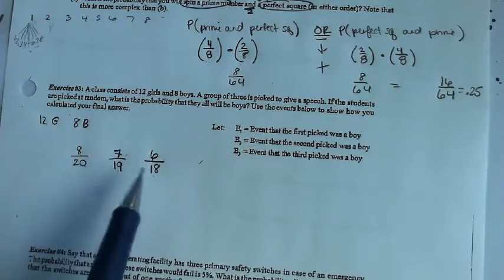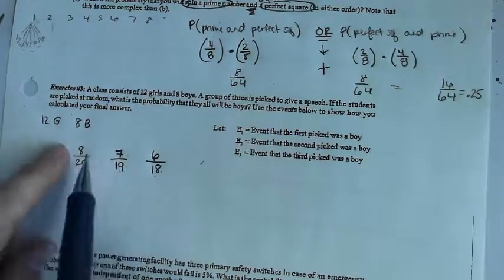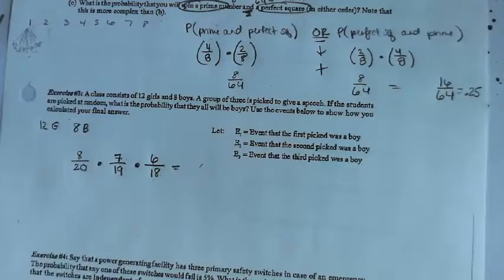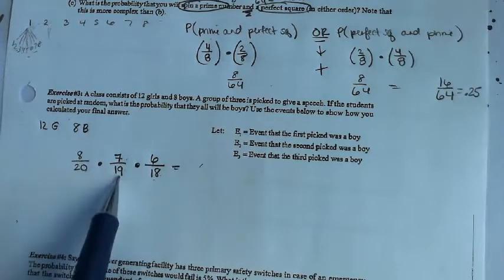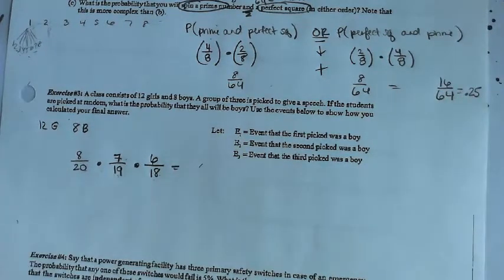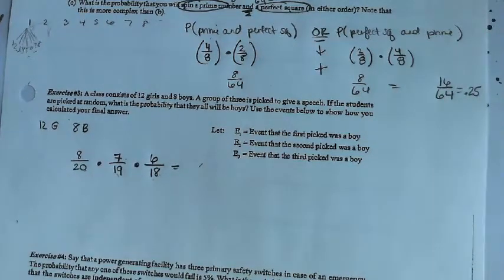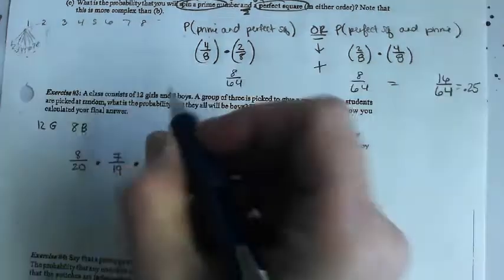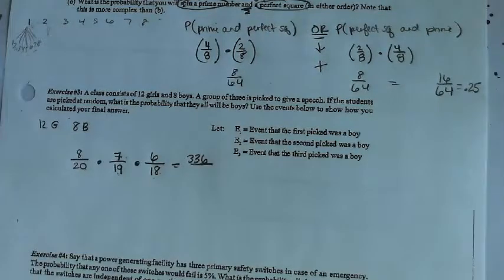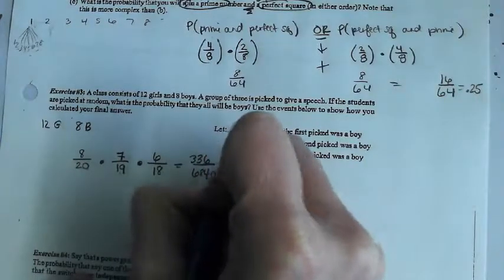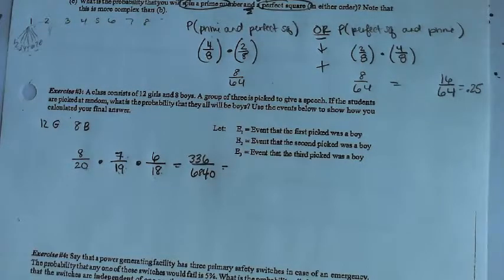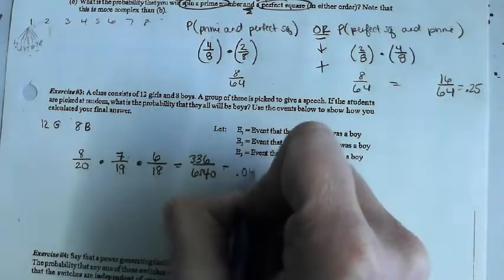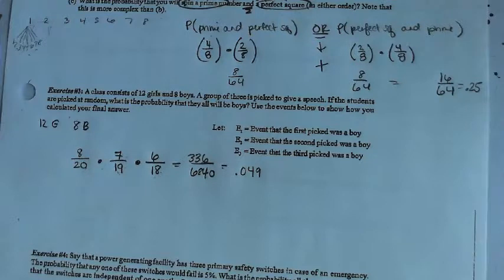So because we address that independence issue by dropping the denominator every time, we can just, again, multiply these together. We've handled that and we've kind of made them independent, we've already taken that first boy out. So on the second draw, we've cleared that whole situation by changing the total number of people to 19 and dropping the number of boys down to 7. So 8 times 7 times 6 gives us 336. 20 times 19 times 18 gives us 6840. And then I'm just going to make this one a decimal: 0.049. So just under a 5% chance that you would pick three different boys.